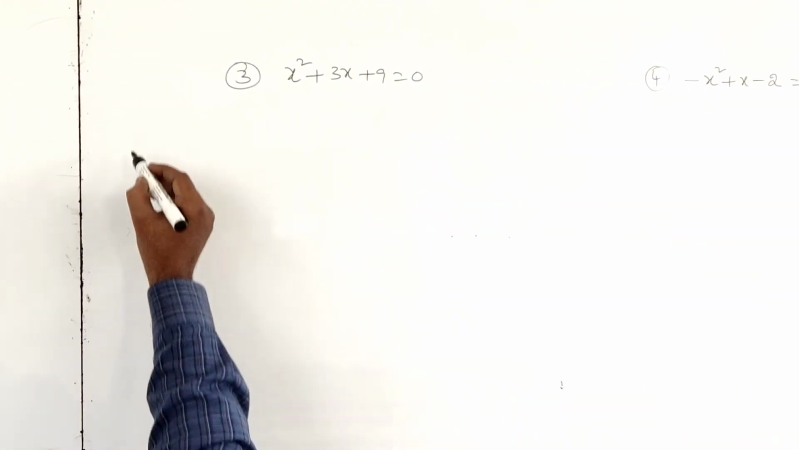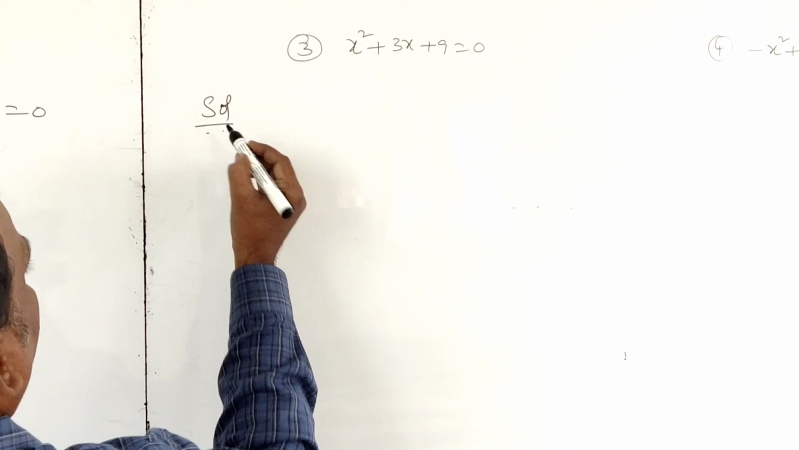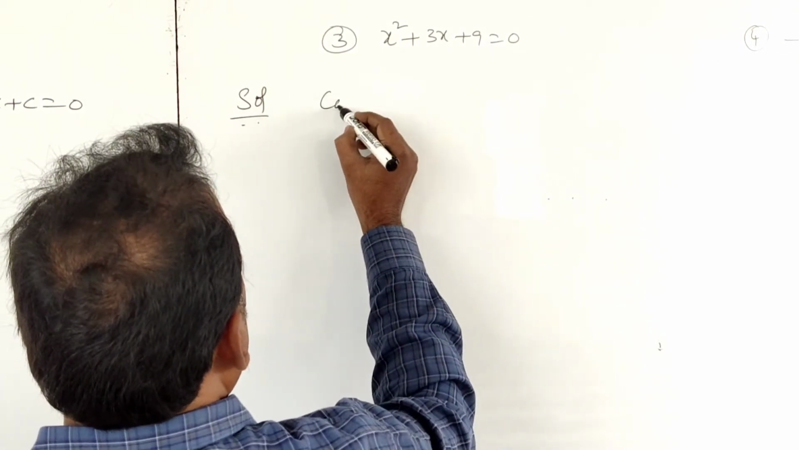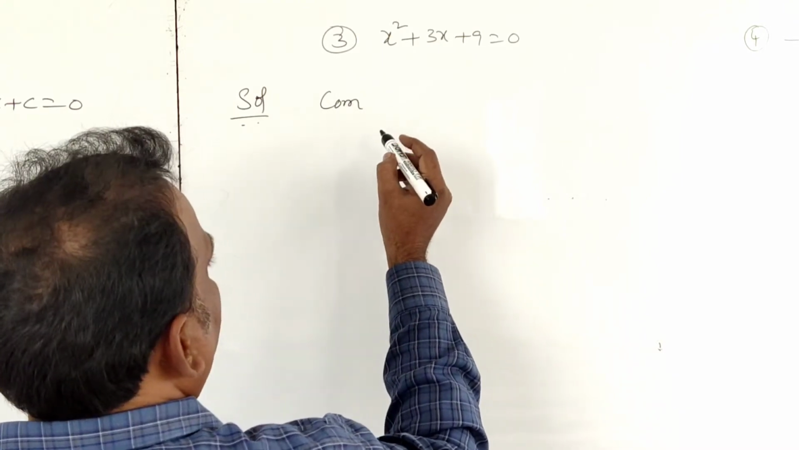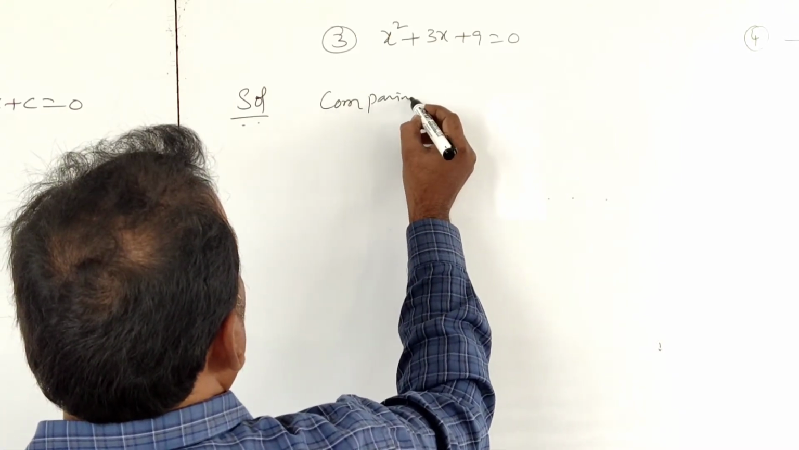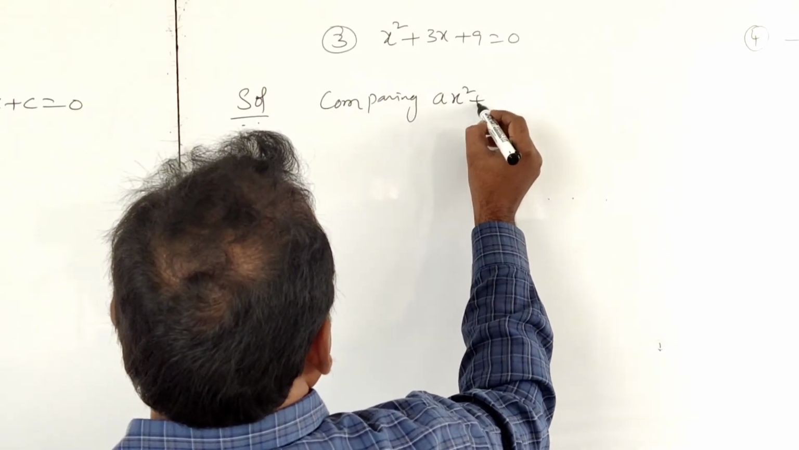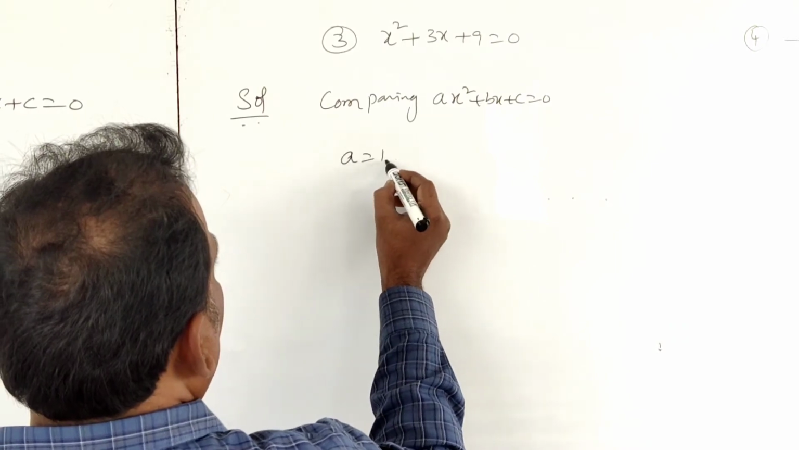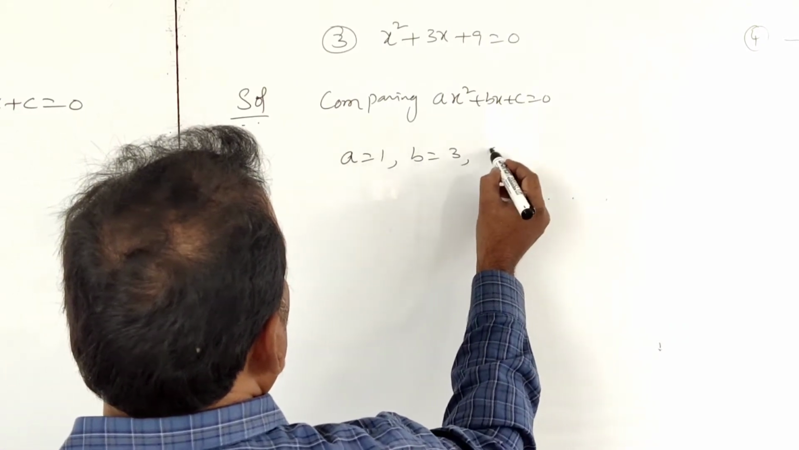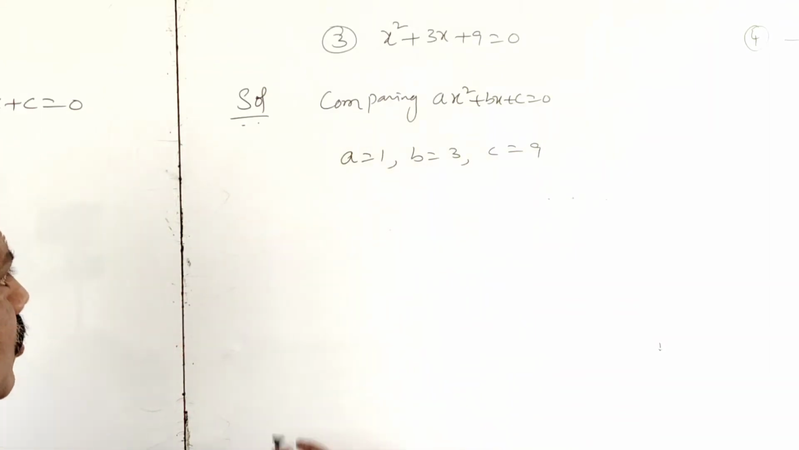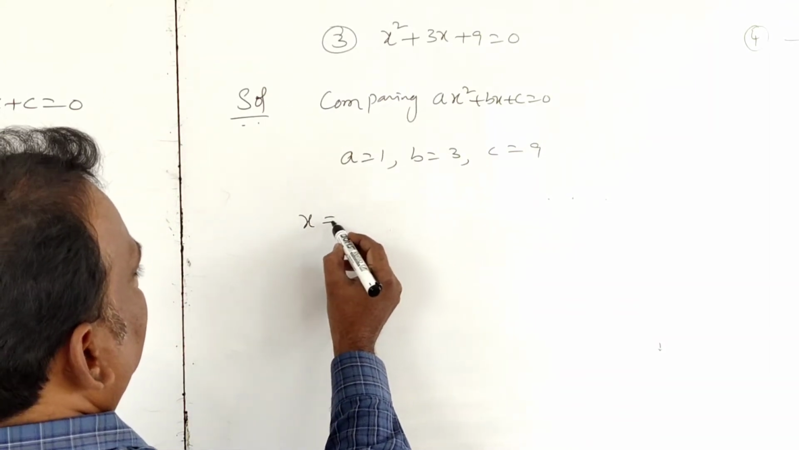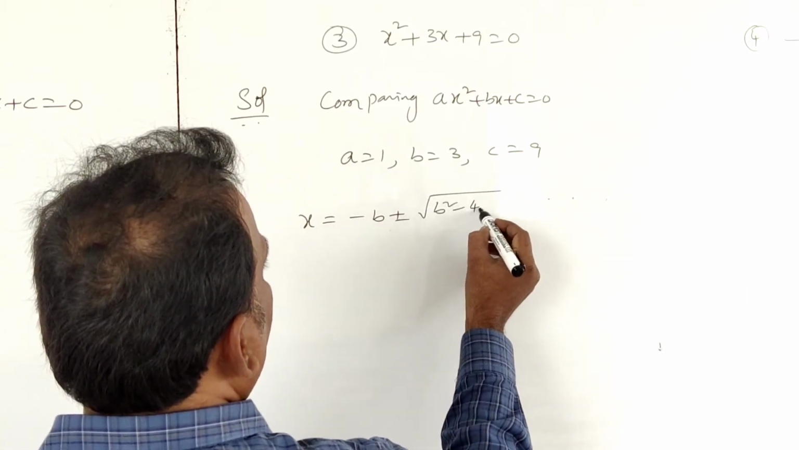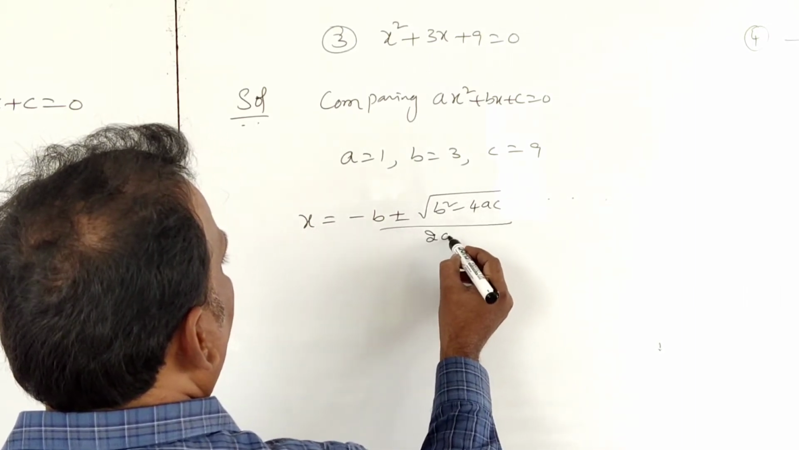Solution. Here given x square plus 3x plus 9 is equal to 0. It is also in the format of ax square plus bx plus c is equal to 0. So comparing, a value becomes 1, b value becomes 3 and c value becomes 9. So we have a formula for roots. x is equal to minus b plus or minus square root of b square minus 4ac upon 2a.